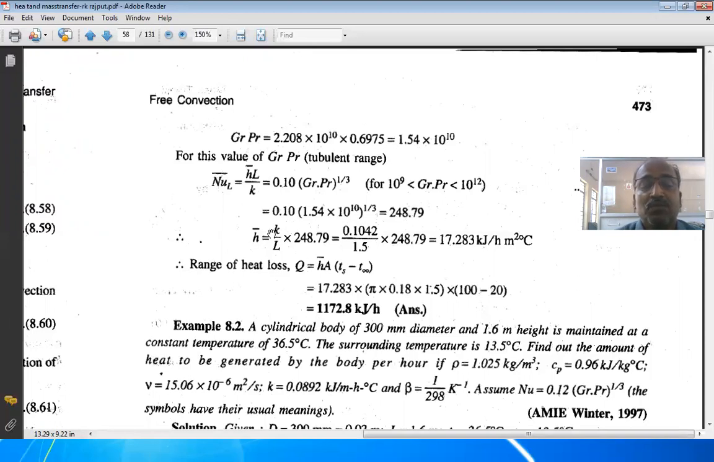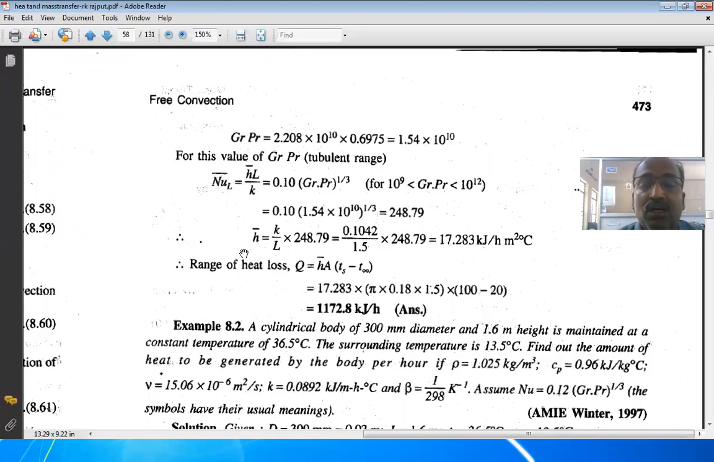So then what will happen? Nusselt's number is equal to hL by K, so h is equal to K by L into Nusselt's number. We have to find h, that is the convection heat transfer coefficient. So K by L, K is 0.1042, L is 1.5, into 248.75, that is 17.283 kilojoules per hour meter square degree centigrade.